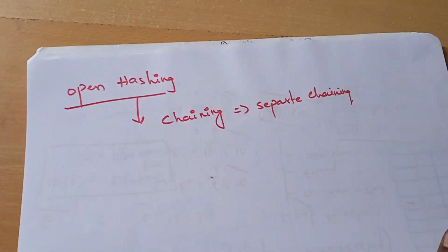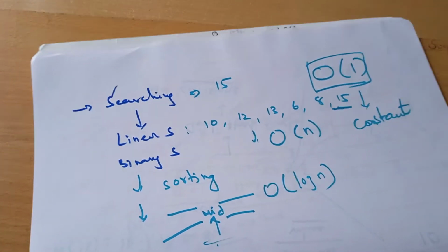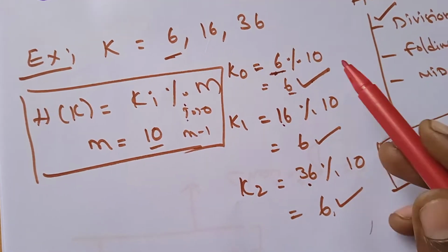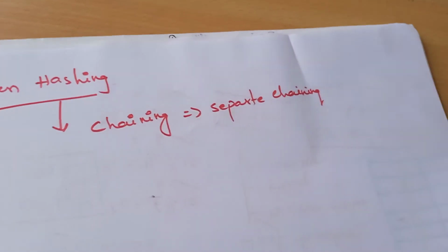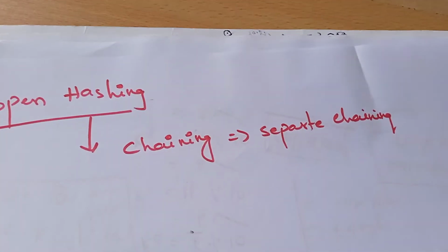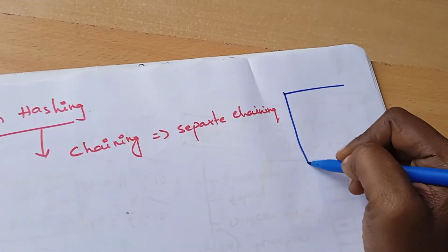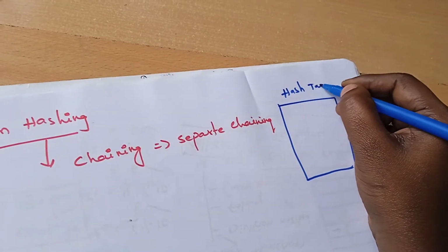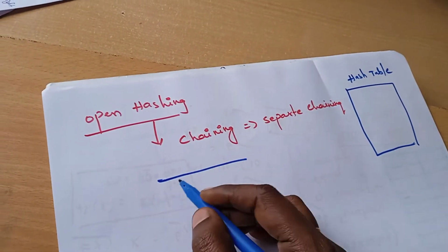Now, as far as the earlier problem is concerned, what was our problem? We have 6, 16, 36, and they all have the same location, right? Now what we are going to do is implement chaining, or separate chaining, to place all three elements at the same index. Now let's see the solution. This is my hash table. We'll take a bigger one.